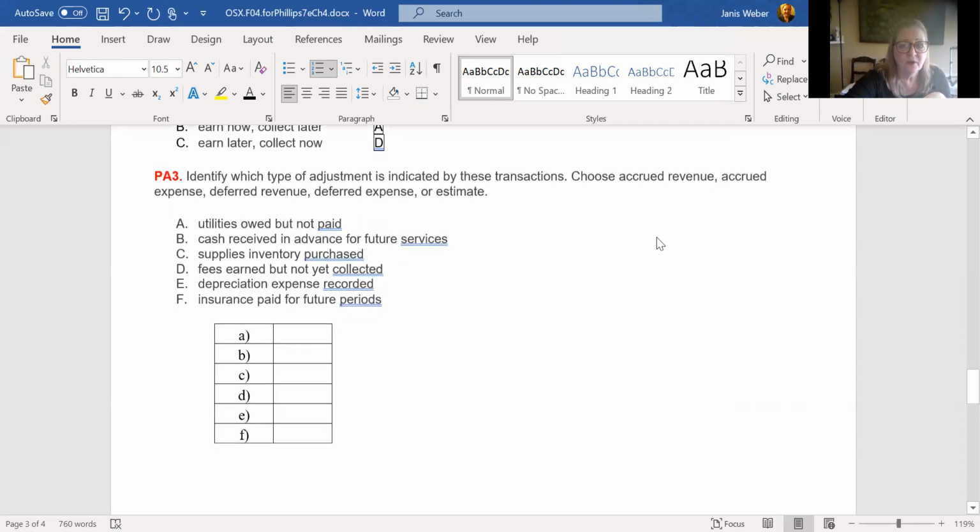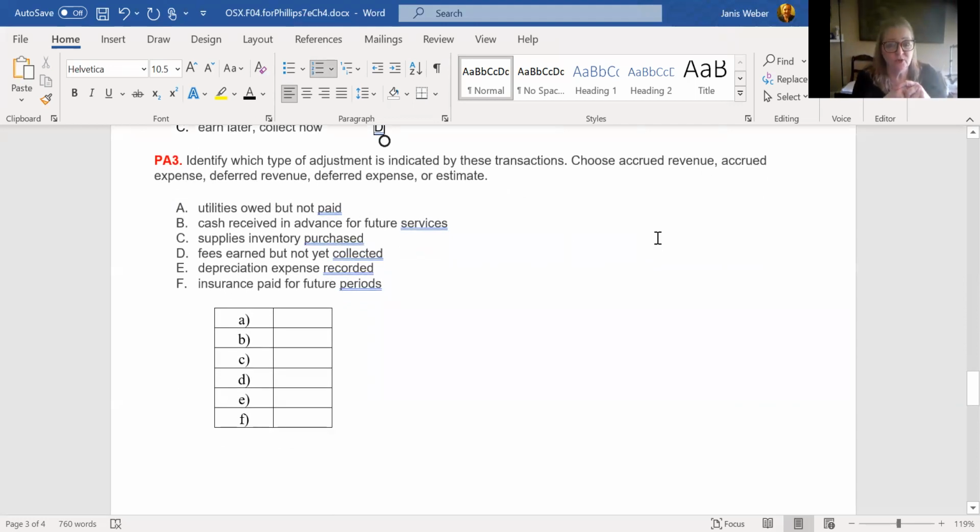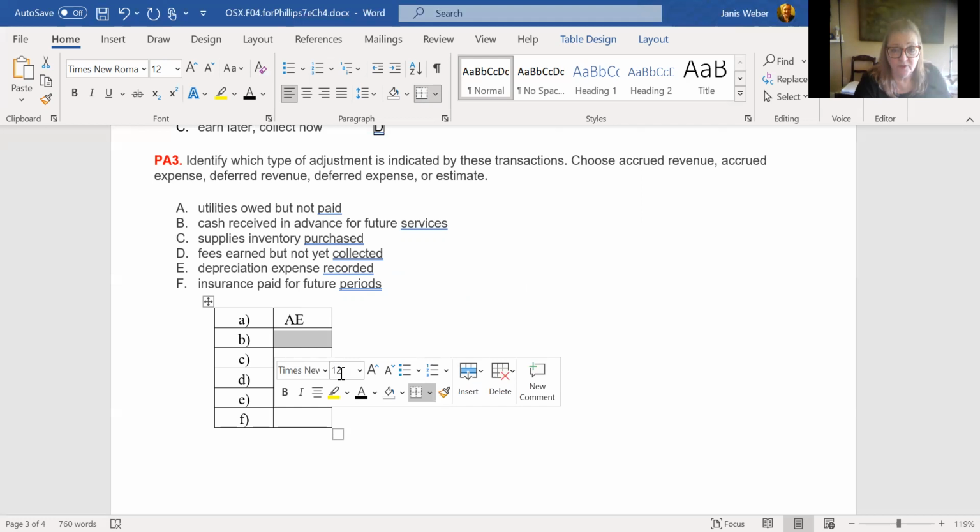All right. Identify which type of adjustment is indicated by these transactions. You could choose accrued revenue, accrued expense, deferred revenue, or deferred expense, or E for estimate. All right, so utilities owed but not yet paid. That would be an accrued expense. Cash received in advance for future services. That would be like unearned revenue. So that's deferred revenue, isn't it?